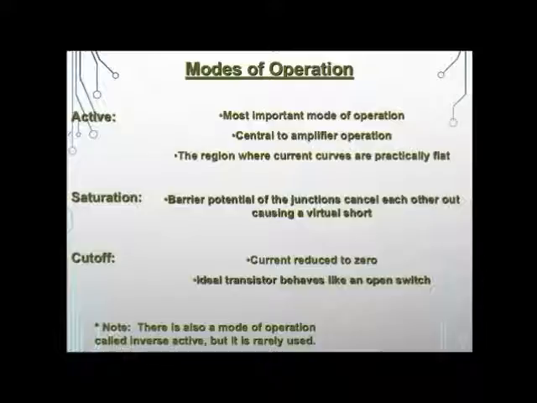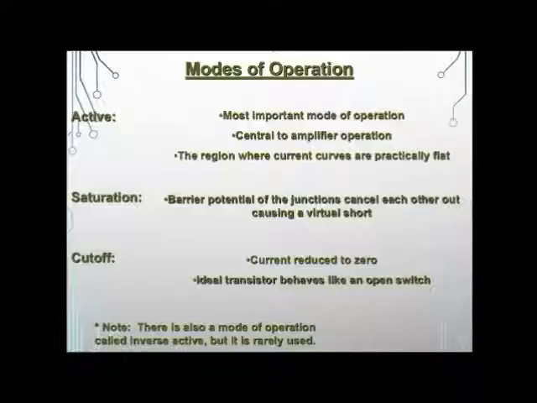In case of saturation mode of operation, the barrier potentials of the junctions cancel out each other and cause a virtual short circuit. And in case of cutoff region, both the junctions, that is the collector-base and emitter-base, should be reverse biased. That is, the current is reduced to 0 in this case, and the ideal transistor behaves as an open switch.